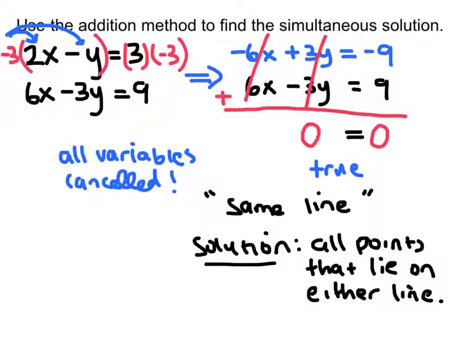So remember, when you're solving systems of equations, the goal is to get a simultaneous solution. When cases like this where all variables cancel out and you're left with a true statement, you have the case of a same line, and same lines all of their points are common, but only the points that lie on the line are the simultaneous solution. So you can address it in one of two ways. When you want to say what the answer is, you can either say same line, or in English, you can say all points that lie on either line.